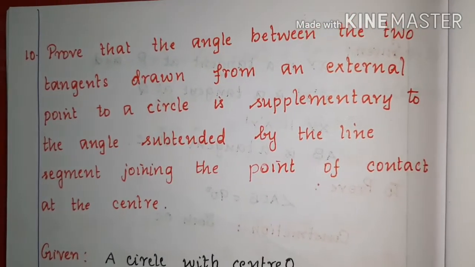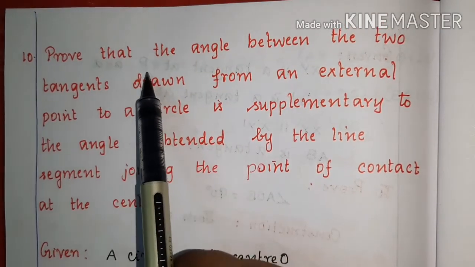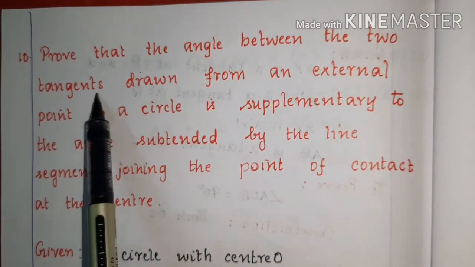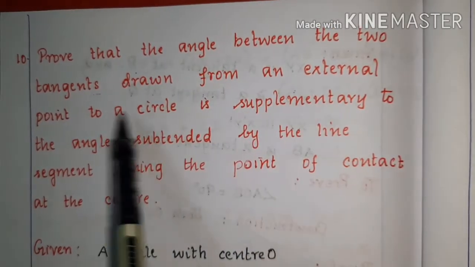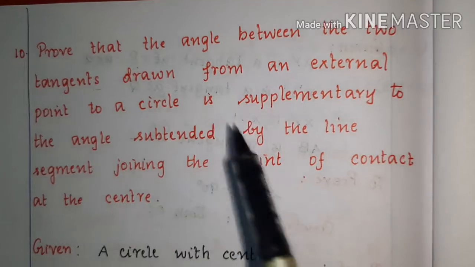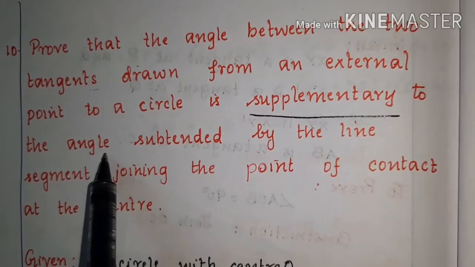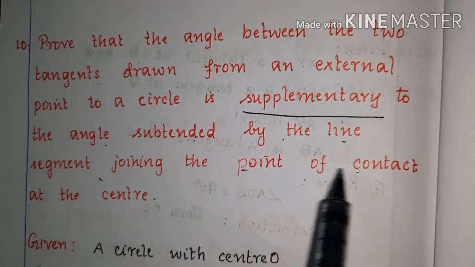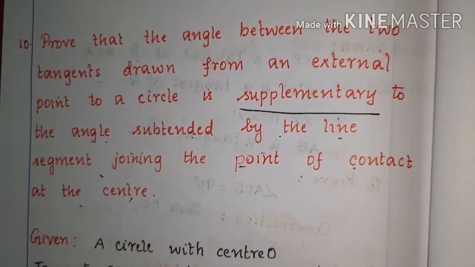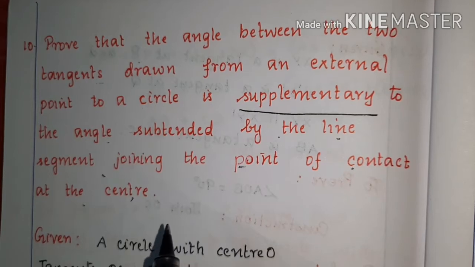Now coming to the 10th question. Prove that the angle between the two tangents drawn from an external point to a circle is supplementary to the angle subtended by the line segment joining the point of contact at the center. Able to understand the question, ma?